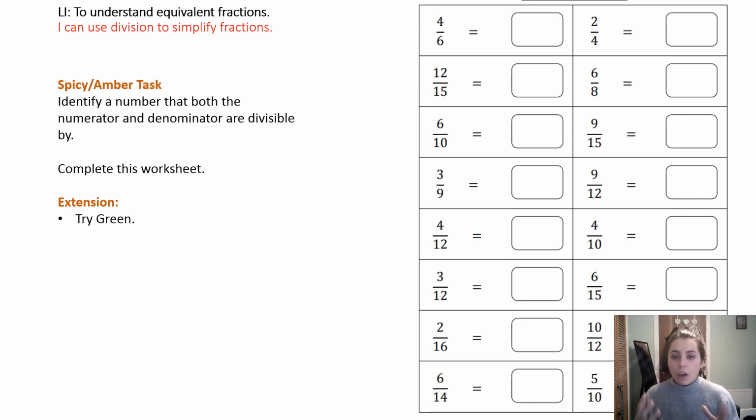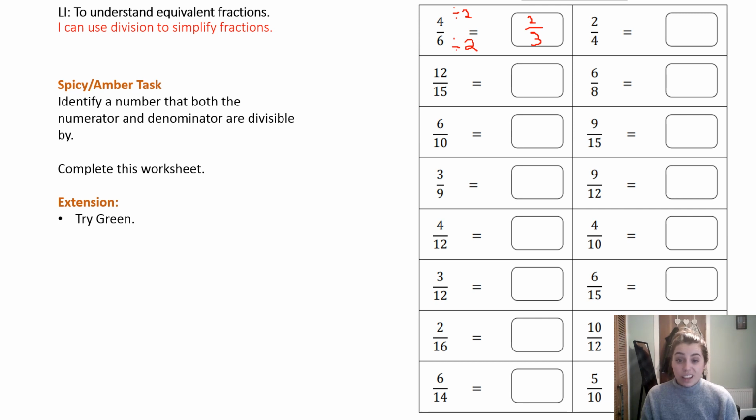And you've got to think, okay, what can I divide? What can be divided by 4 and 6? So I know that 4 and 6 both feature in the 2 times table. So I could divide 4 by 2. And 4 divided by 2 is 2. And I can also, because whatever I do to the top, I have to do it to the bottom, divide 6 by 2. So 6 divided by 2 is 3.